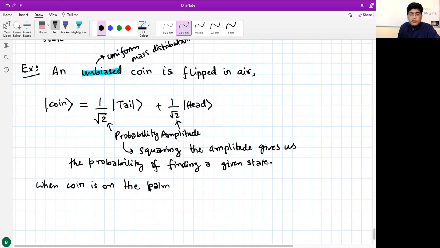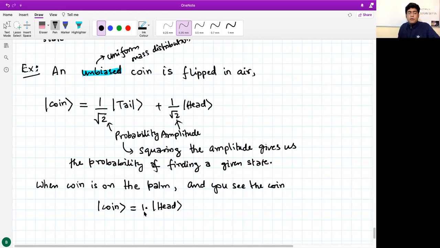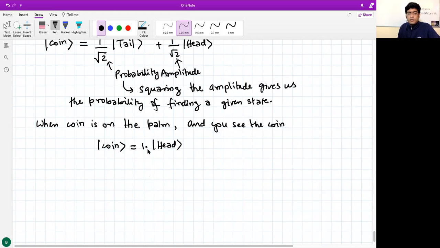So when the coin is on the palm and you see the coin, that means you are making a measurement. Once you see it on the palm, you can see one of the various states, you're making a measurement. At that point, we can say that the state of the coin is, with 100% probability, head. So this is the probability amplitude, and that becomes 1.